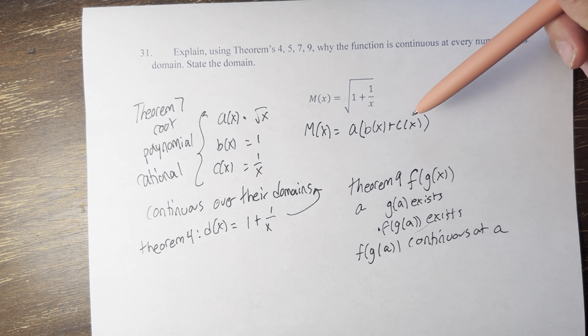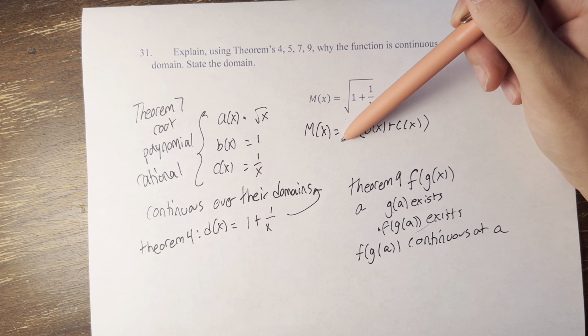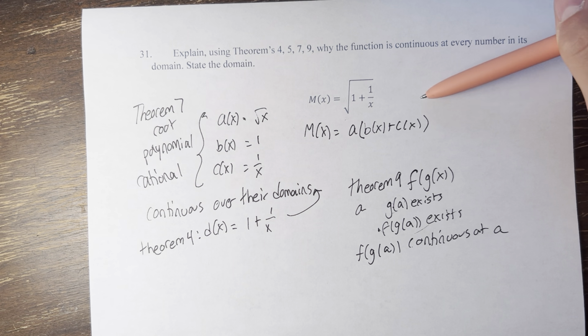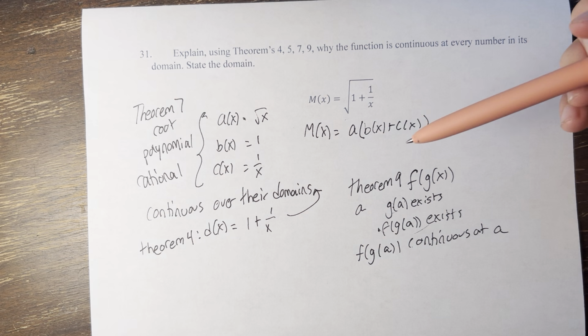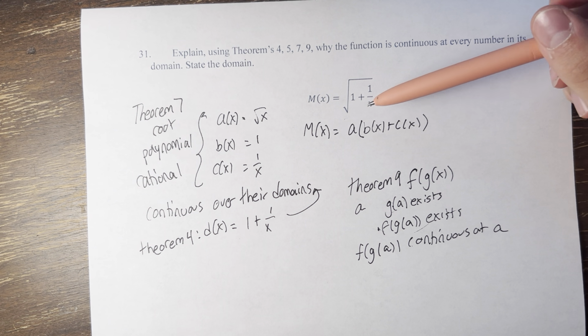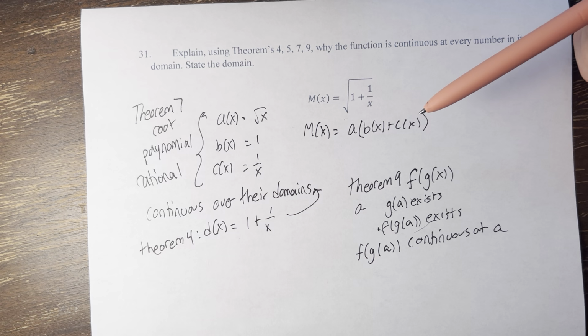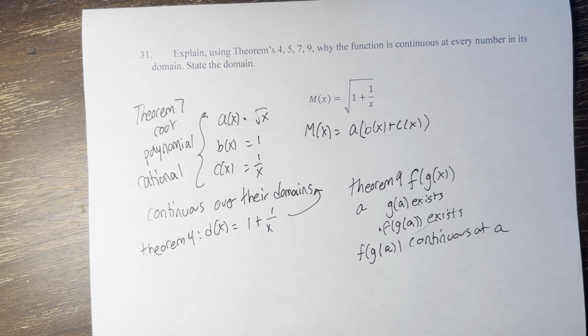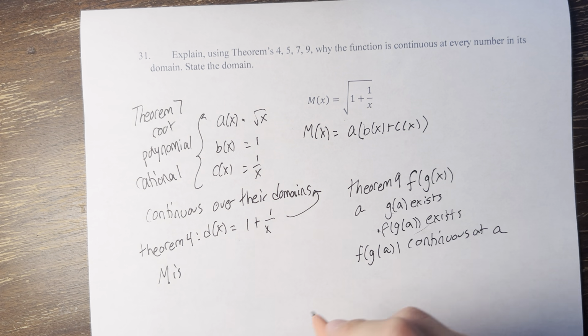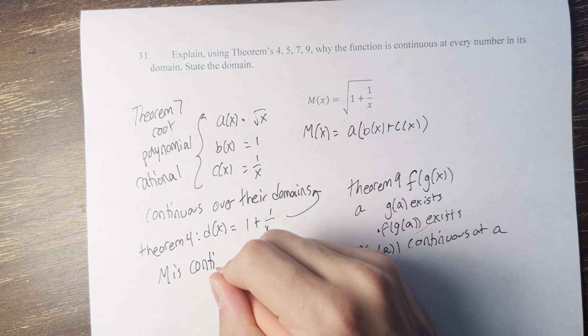Therefore, b of x plus c of x is continuous over its domain. A of b of x plus c of x is continuous over the domain of b of x plus c of x, and it's continuous over the domains of b of x and c of x. And therefore, because this is the exact way we find the domain of m in the first place, m, as a combination of those things, is continuous over its domain.